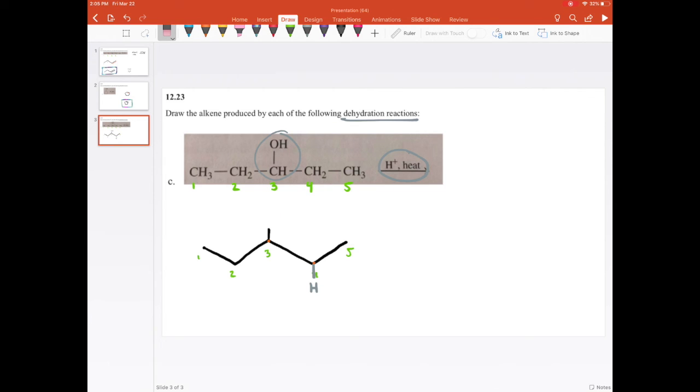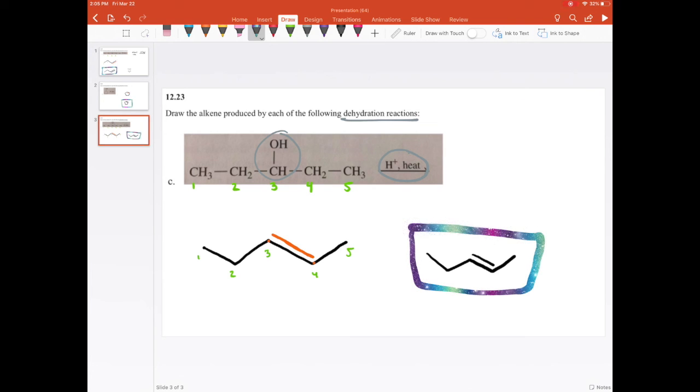erase the OH and the bond going to it, erase the H and the bond going to it, and create a second bond between the two carbons that had the OH and the H on them. So the answer for this one, the molecule you'd get from this reaction, would be this. And notice again, it is an alkene, a hydrocarbon that has a double bond.